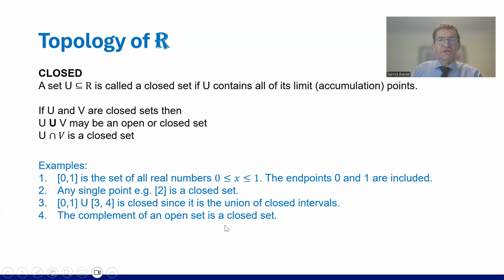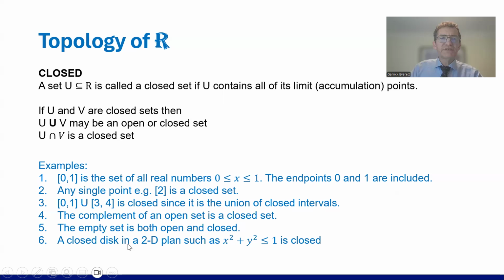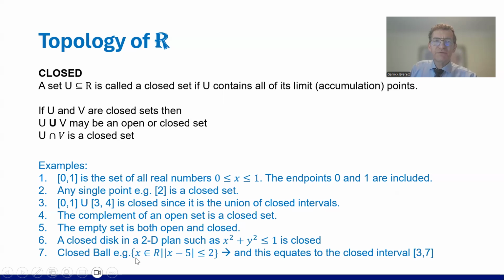The complement of an open set is a closed set. Well, that's pretty obvious from before. The complement of a closed set is an open set, etc. The empty set is both open and closed, as I said previously. A closed disk in the 2D plane, such as x squared plus y squared less than or equal to 1, is closed, so that includes the boundary of the actual circle. A closed ball, for example x being an element of R where |x minus 5| is less than or equal to 2, equates to the closed interval from 3 to 7, including both 3 and 7. So there are some examples of closed sets.